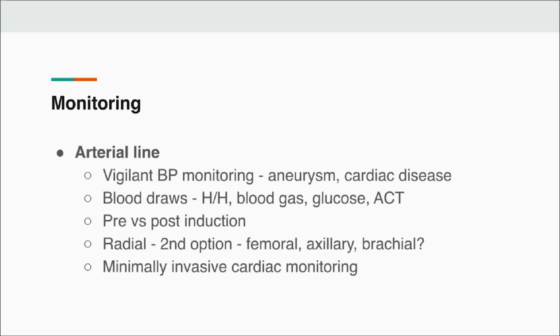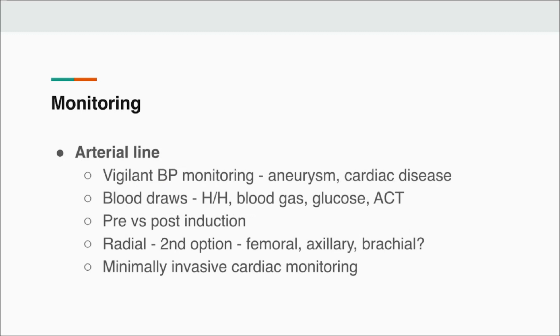Also patients with cardiac disease, to the point if they are very hypotensive and we're not aware of it, they could have myocardial ischemia. So we would want to place an arterial line to monitor their blood pressure a little bit closer. Also, if we need frequent blood draws, let's say the patient was at risk of bleeding and we needed frequent hemoglobin and hematocrit levels, or if a patient was in any kind of respiratory distress and we needed to measure their blood gas for PaO2, or if we needed to check their glucose on an insulin infusion or an ACT for vascular or cardiac cases.